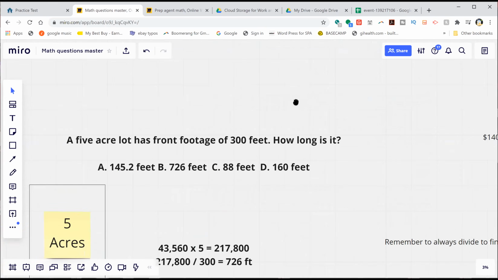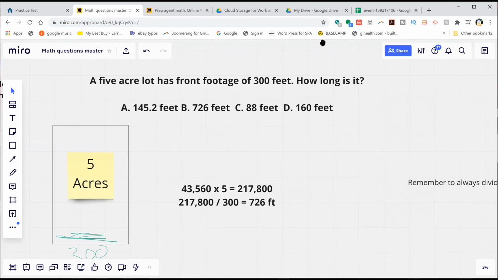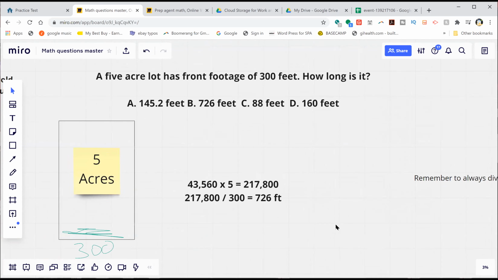So you asked for a frontage question and I deliver. Look at that. I had a frontage question right here. Okay. So what I will tell you is this. The question reads, a 5-acre lot has a frontage of 300 feet. How long is it? Okay.